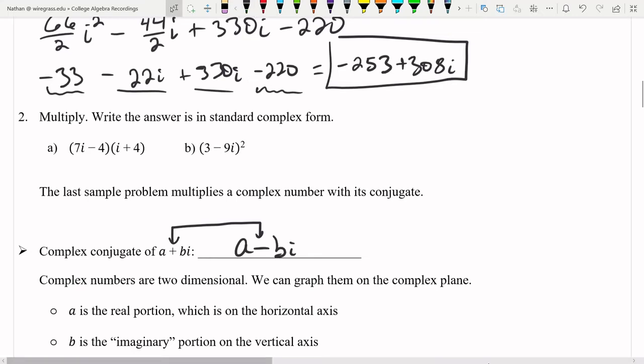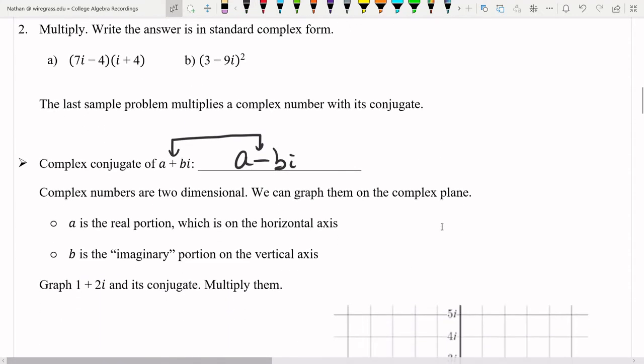This has important geometric ideas to it, and so we can graph complex numbers using a two-dimensional plane because there are two real number choices, a and b. Both of those can be any real number, and that makes it a two-dimensional number.